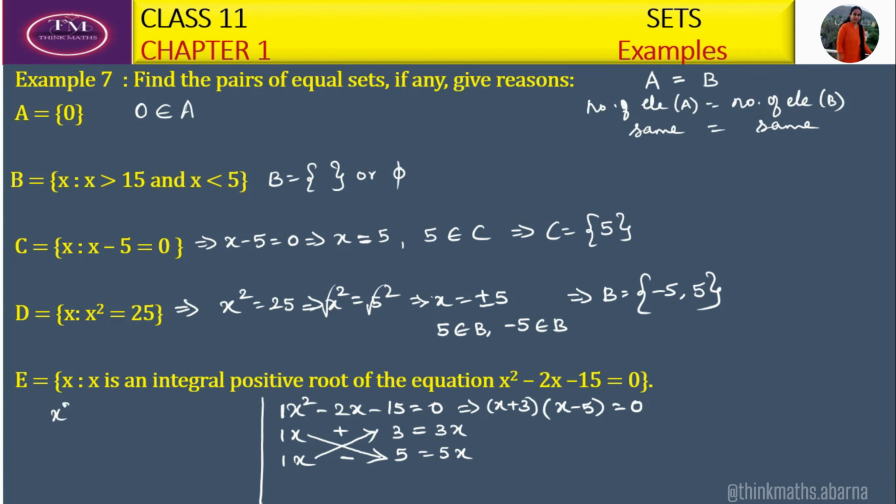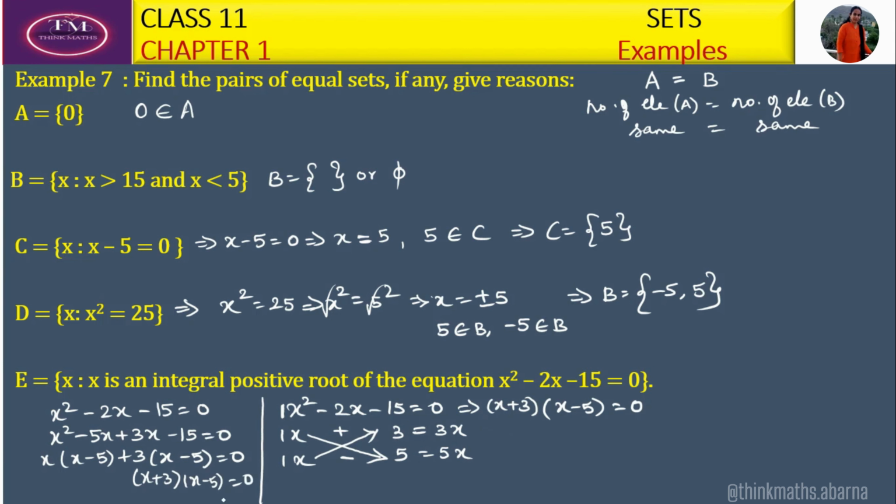Another way, the usual way, is factorizing. We write this as x square minus 5x plus 3x minus 15 equal to 0. Taking x as common, x into x minus 5, and 3 as common, 3 into x minus 5, equal to 0. So we get the same: x plus 3 into x minus 5 equal to 0.